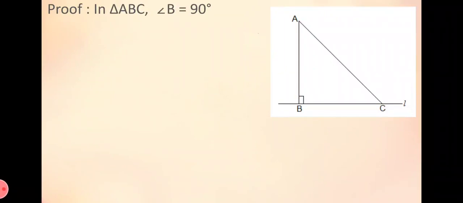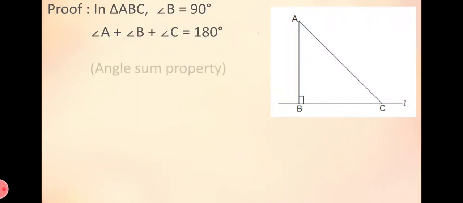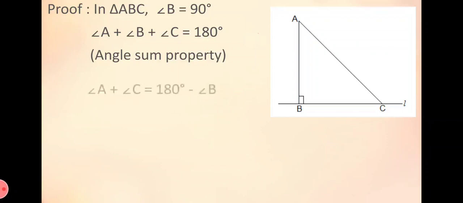For the proof, in triangle ABC, angle B is 90 degree, because by construction we get angle B equal to 90 degree, because we have constructed AB perpendicular to line L. So angle B will be 90 degree. Now in triangle ABC, we know angle A plus angle B plus angle C equal to 180 degree according to angle sum property. Now angle A plus angle C equal to 180 degree minus angle B. We transpose angle B on the right hand side, so plus will become minus. So we get angle A plus angle C equal to 180 degree minus angle B.